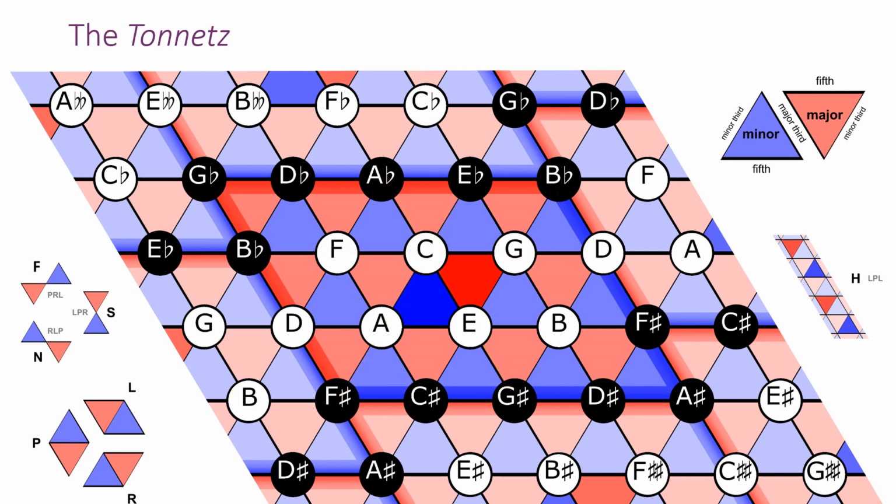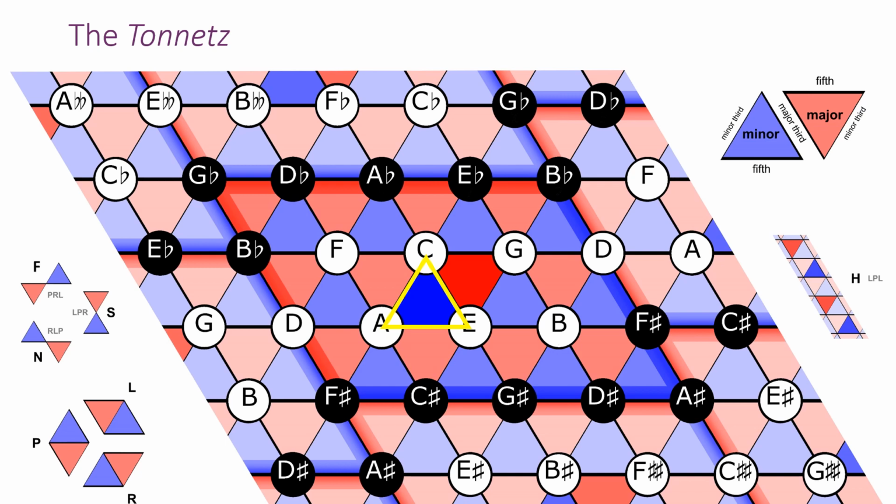These three axes create a set of triangles in the network, and if you look closely, you'll notice that all of the blue triangles, those that are pointing up, are all minor triads, such as this A C E, an A minor triad. And all of the red triangles in the network that are pointing down are major triads, such as the A C sharp E triangle that's right below it.